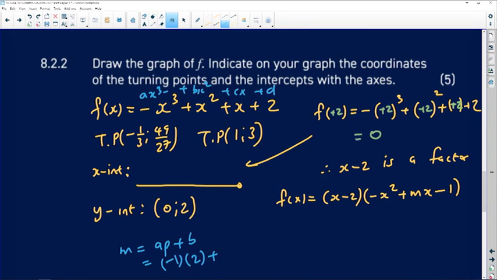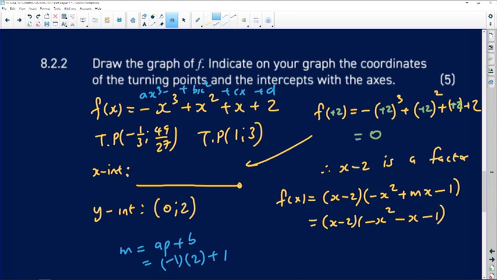The p-value is, p is positive 2 because I'm getting it from the factor, and my c is going to be 1. So I'm getting an answer of negative 1 times 2, which is negative 2 plus 1. It gives us a value of negative 1. So I can quickly say this is going to be x take away 2, and I'm sitting with negative x squared. And if I look at this, I will have negative x minus 1.